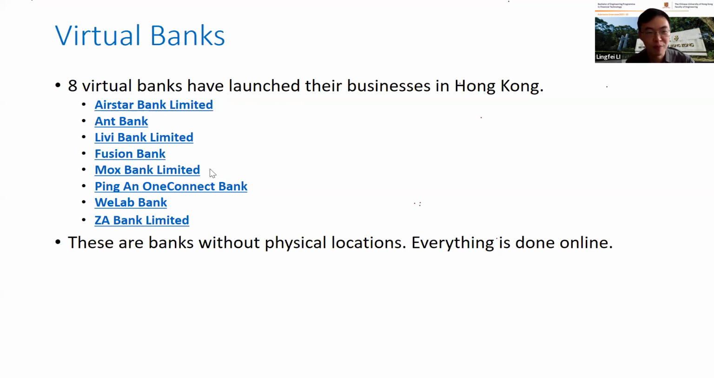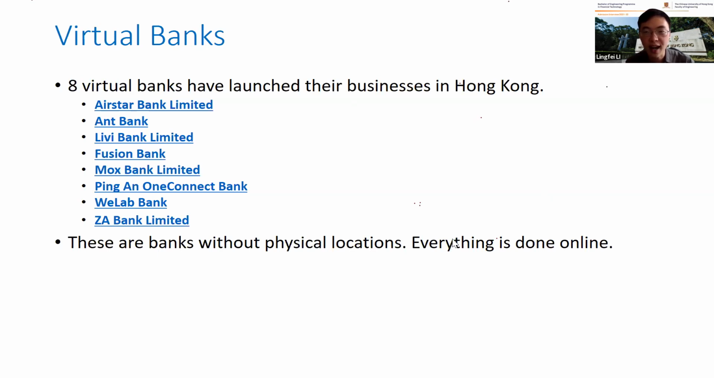So what are the real benefits of these virtual banks? Virtual means no physical locations. They don't have any physical branches. Of course, they will have an office to house some of their staff, but they don't have any physical branches. So it's not like conventional banking. Let's say you want to do something with Hang Seng Bank or HSBC. You go to a branch of that bank, right? And then you talk to the staff there. But now everything is done without going to any physical location. So everything is done online, basically.